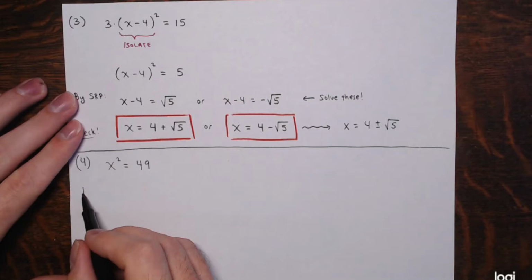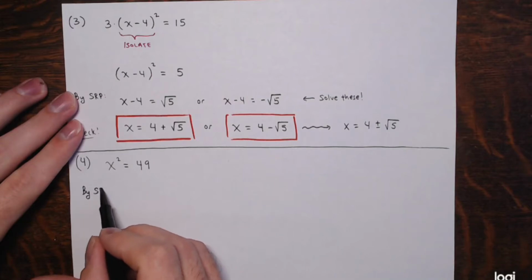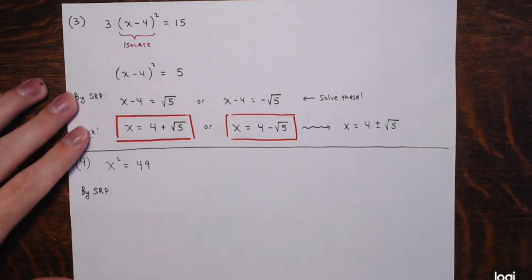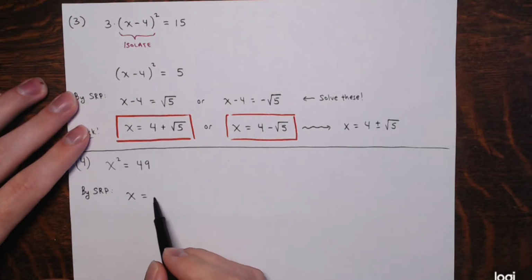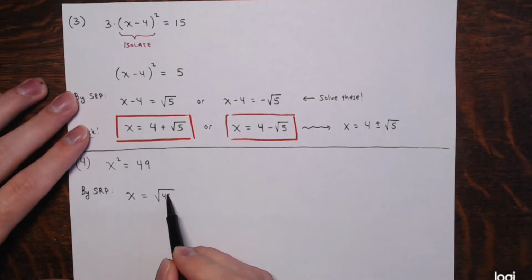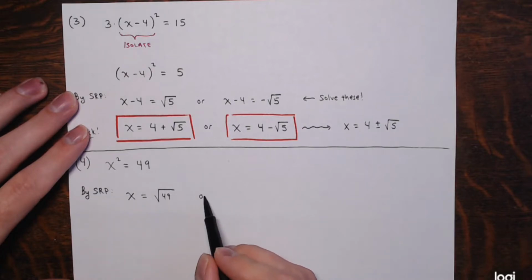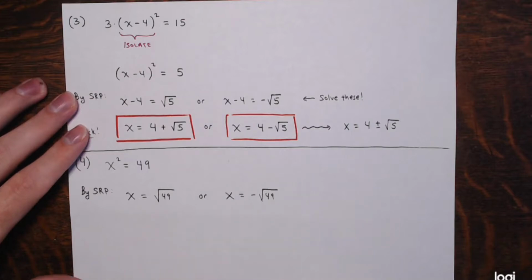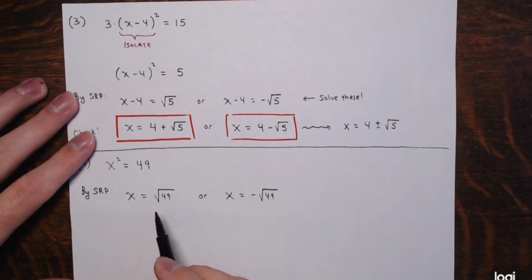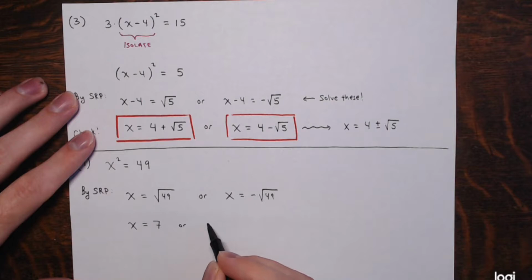So I can apply the square root property right now, by the SRP, by square root property. The expression being squared, x, is either going to be the positive square root of 49, the positive square root of that constant, or x equals the opposite of that, the negative square root of 49. And then, of course, we're going to have to simplify these. Now, the principal square root of 49 is 7. So we get x equals positive 7, or x equals the opposite of that, negative 7.